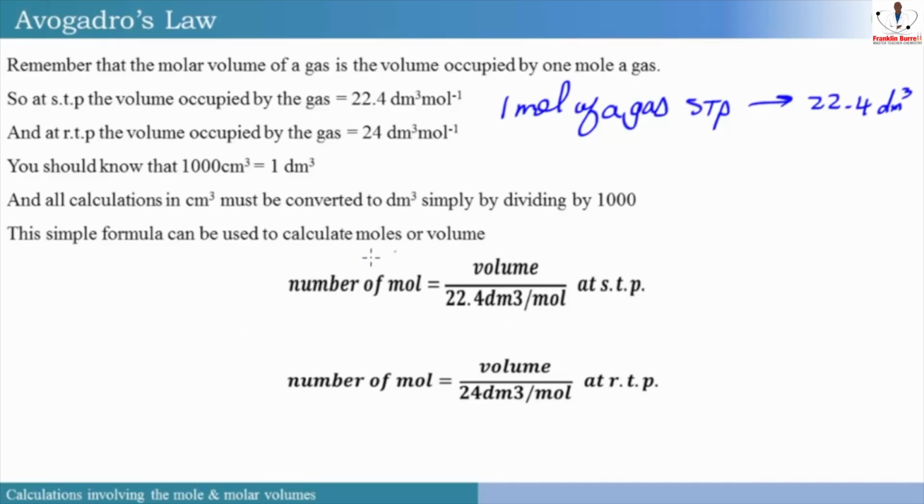Look at the equations here for calculating moles of a gas given volume at STP, or moles of a gas given volume at RTP. Number of moles equals volume over 22.4 dm cube per mole if it is at STP, and if it is at RTP, the number of moles is equal to volume over 24 dm cube per mole. Now, let us do some calculations involving molar volume.